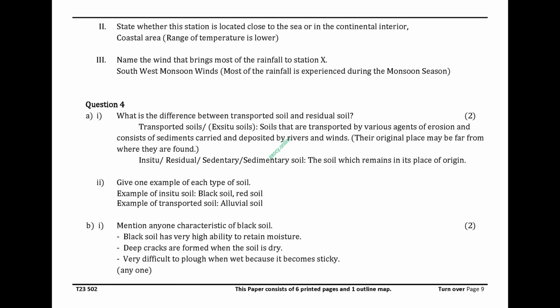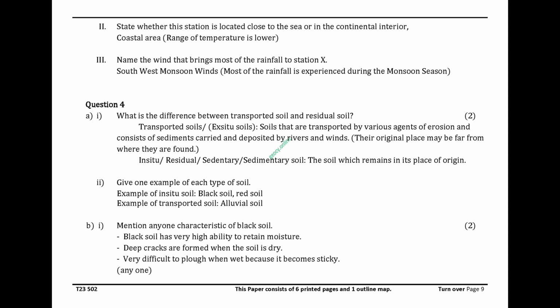Question 4. What is the difference between transported soil and residual soil? Transported soils, or ex-situ soils, are soils that are transported by various agents of erosion and consist of sediments carried and deposited by rivers and winds. Their original place may be far from where they are found. In situ, residual or sedentary soil is the soil which remains in its place of origin.